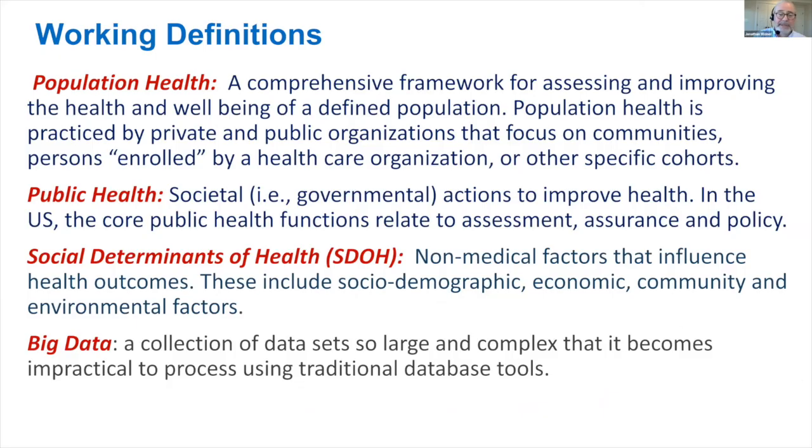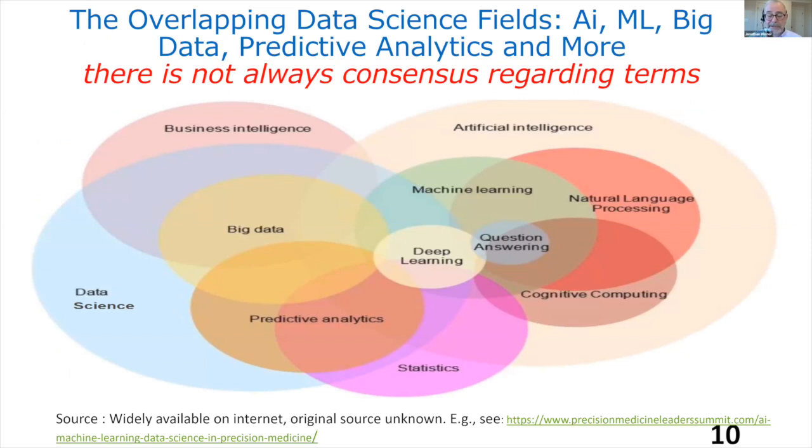I'm not going to read these definitions, but I have put together from other sources population health, including both sides, the medical care and the public health. Social determinants is non-medical. Big data, oh, there are 20 definitions of that. More on that in a moment. This is a cool Venn diagram. I like Venn diagrams because nothing is ever isolated. I don't like spreadsheets as much as I like Venn diagrams.